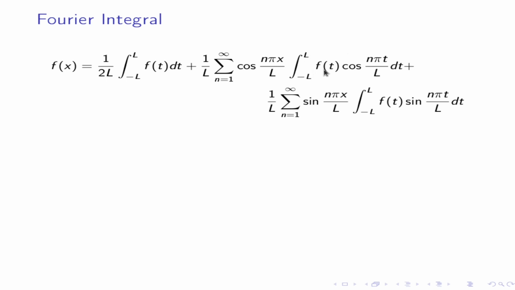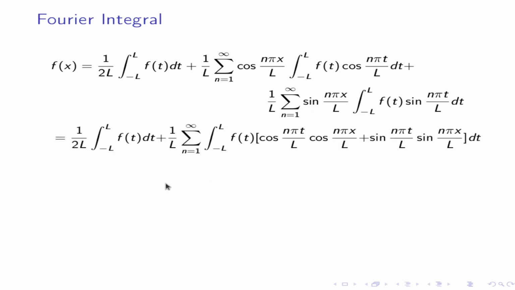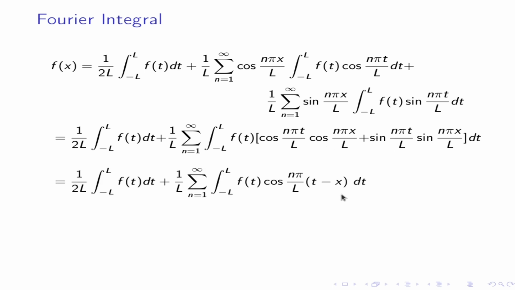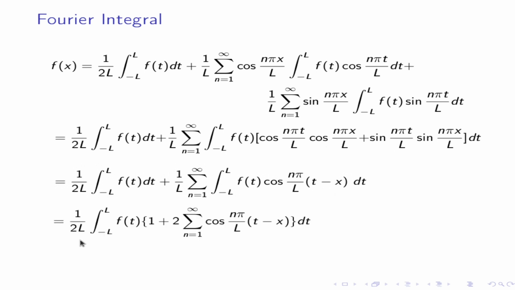This is an, plus 1 by L summation over n equal to 1 to infinity sin n pi x by L, this is bn. Now arranging: 1 by 2L integral from minus L to L of f of t dt plus 1 by L summation over n equal to 1 to infinity integral from minus L to L of f of t, taking all together, cos n pi t by L cos n pi x by L plus sin n pi t by L sin n pi x by L, into dt. This is of the form cos a cos b plus sin a sin b, which is equal to cos of a minus b. Therefore this is cos n pi by L into t minus x, which equals 1 over 2L integral from minus L to L of f of t into 1 plus 2 into summation n equal to 1 to infinity cos n pi by L t minus x dt.